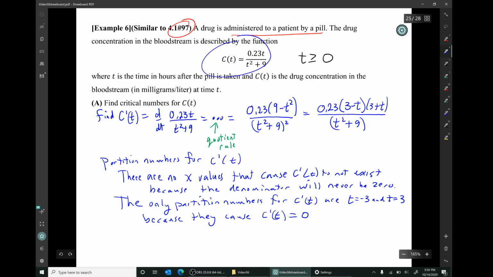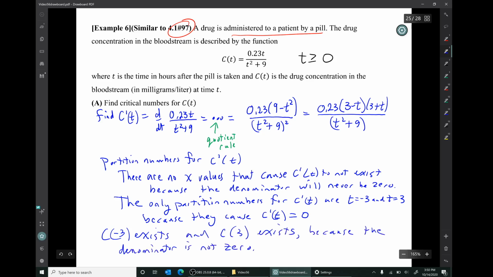Now we have to ask the question, are those critical numbers for c? Well, the question is, does c exist at those times? Well, c always exists because it's a rational function and the denominator will never be 0. And so because c' is 0 and c exists, we know that both of those t values are critical numbers. All right, let's go on.